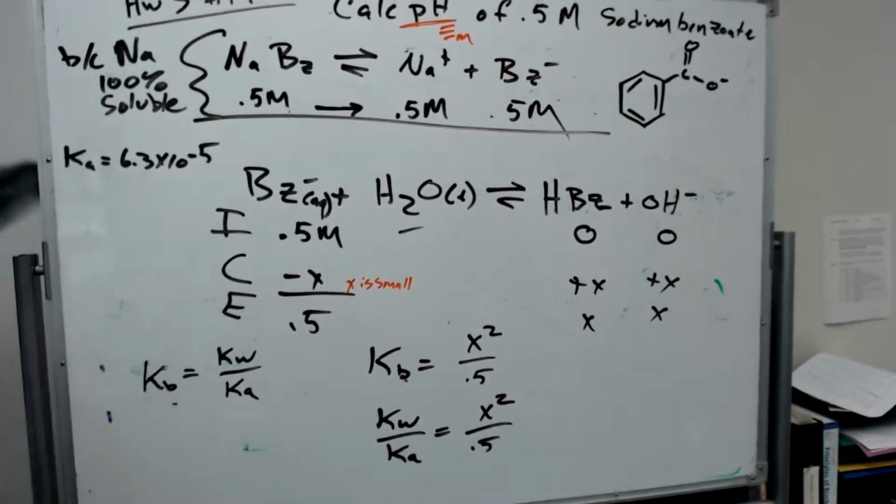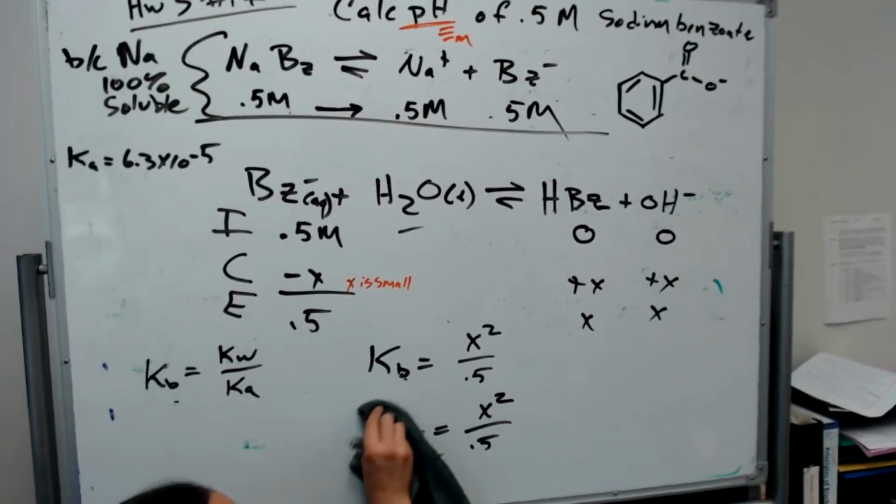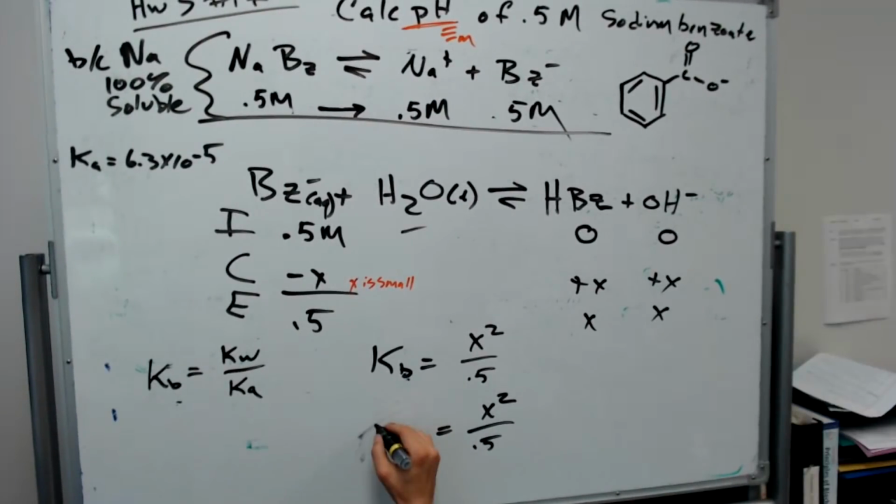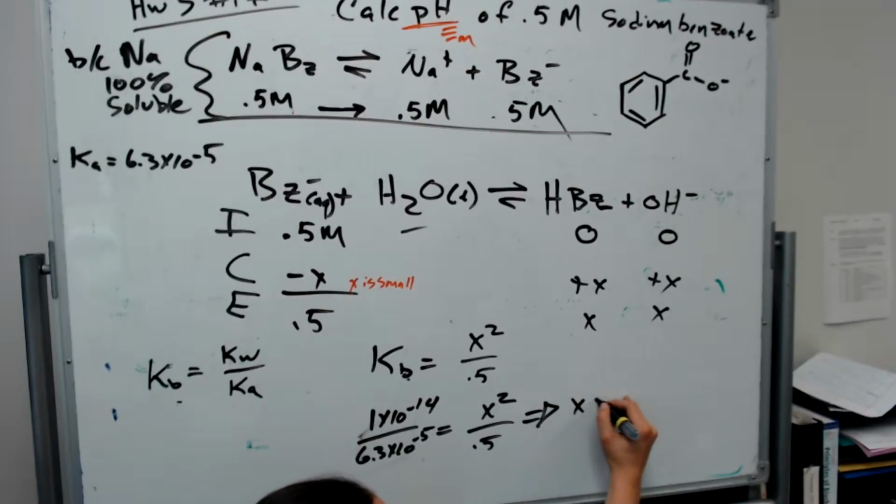I can plug in my Kw and Ka values. 1 times 10 to the minus 14, 6.3 times 10 to the minus 5. And y'all can solve for x for me, hopefully, because I can't do it in my head.